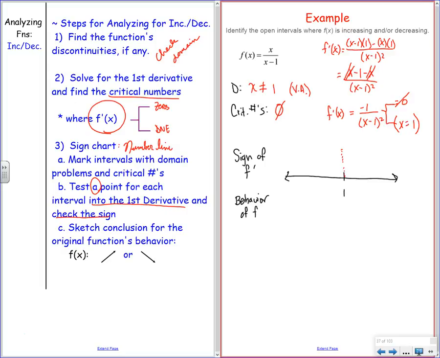But wait, what do we need to know the sign of before we can figure out the behavior? The sign of f prime. So I'm going to go ahead and plug in 0 into f prime. Taking f prime, plugging in 0, it's going to be negative 1 over (0 minus 1) squared, which is negative 1. What's the sign? Negative. This entire interval, the derivative will always be negative, which means the function will always be decreasing.